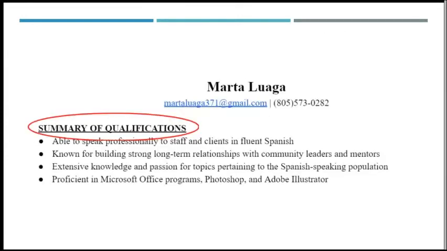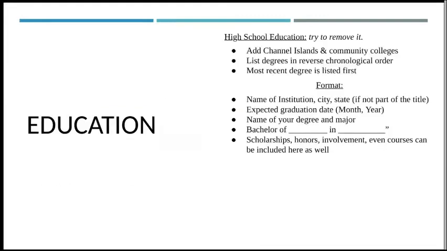Moving along, this is what it might look like together. So we have our header and summary of qualifications right here. Next, we move on to education. So remember to exclude high school and make room for key coursework. High school is a little bit outdated, and remember to write your degree out fully. So as you can see here, Bachelor of Science in Biology.